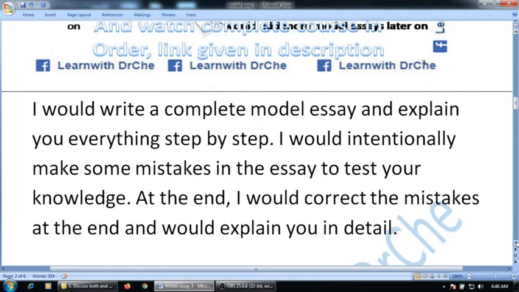I would write a complete model essay and explain everything to you step by step. I would intentionally make some mistakes in the essay to test your knowledge and to teach you. At the end I would correct the mistakes and explain them to you in detail.